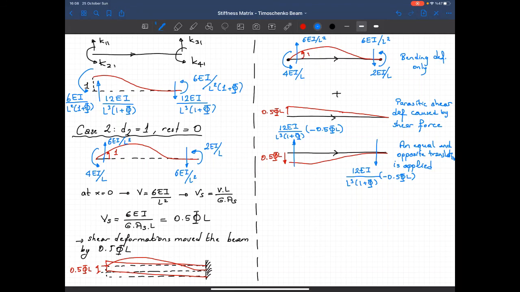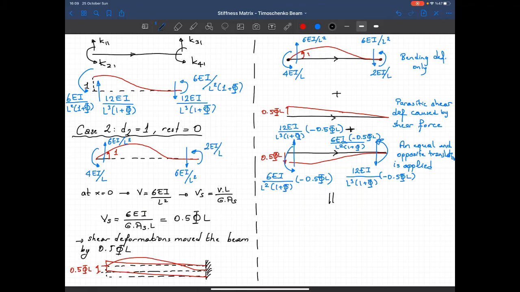Okay, the moments, this one, again 6 EI over L squared times 1 plus phi, multiplied by minus 0.5 phi times L, and I should have the same moment here. Let me write it for completeness. 6 EI over L squared times 1 plus phi, multiplied by minus 0.5 phi times L, and I should have a plus sign here. And when I add all of it, I will get the deformation that I want.